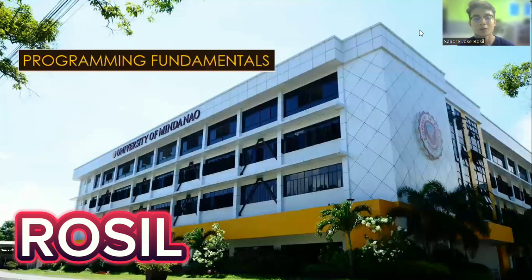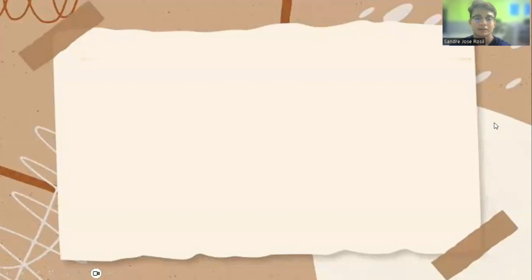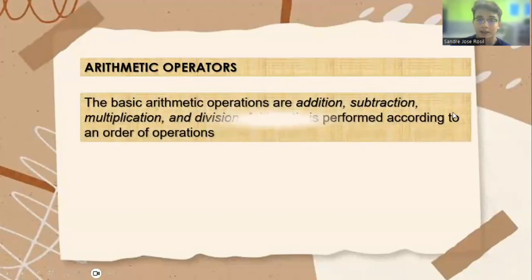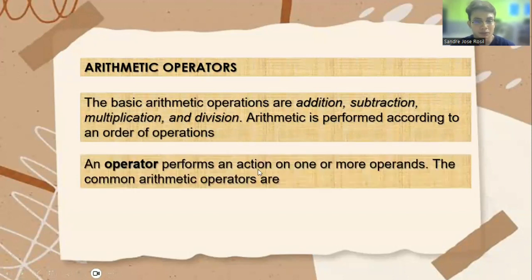Thanks, everyone. So in this presentation, we'll be tackling the fundamentals of programming. First, we have arithmetic operators. The basic arithmetic operations are addition, subtraction, multiplication, and division. Arithmetic is performed according to an order of operations. An operator performs an action on one or more operands.